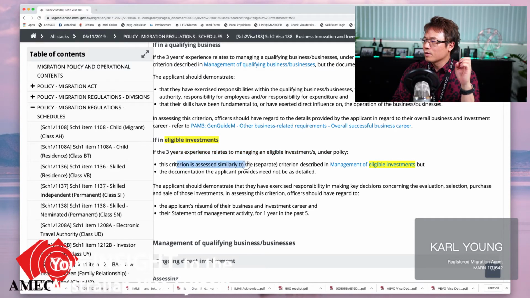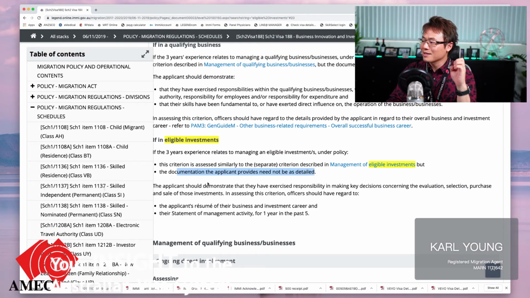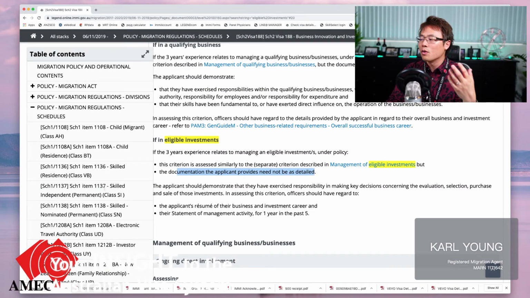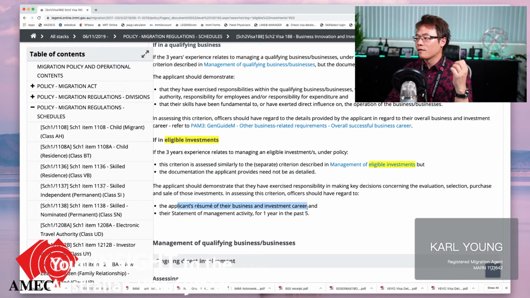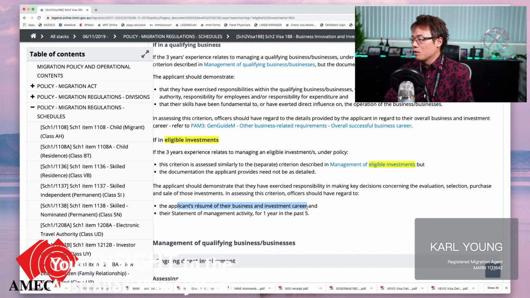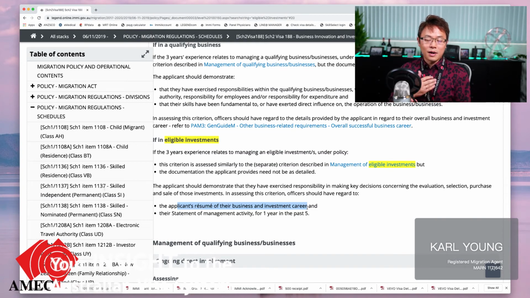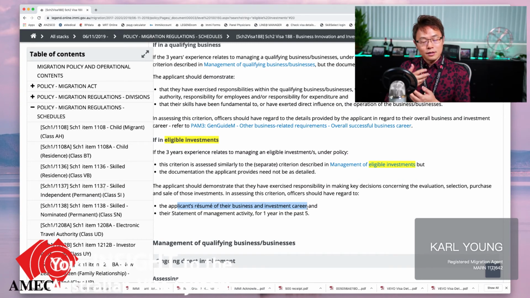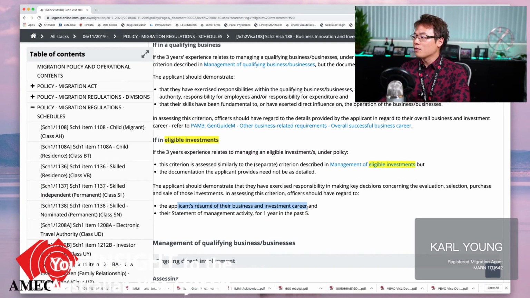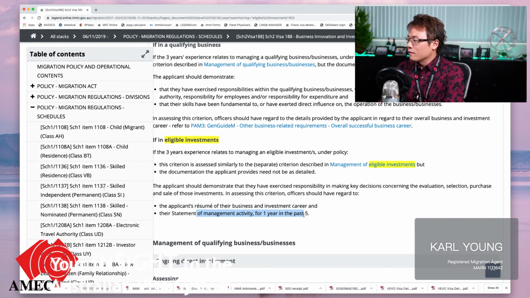The criterion says, similarly to the separate criteria of managing investment, but the documentation the applicant provides need not be as detailed. So it doesn't have to be that detailed, but you at least need to show that you have that direct investment there. We always recommend that applicants provide their resume and their investment portfolio, or tell us about themselves. Maybe describe it, writing it down by themselves is the best way, because they know how to nail whatever they have done and invested before. It's easier that way. Statement of managing activities for 1 year of the past 5.